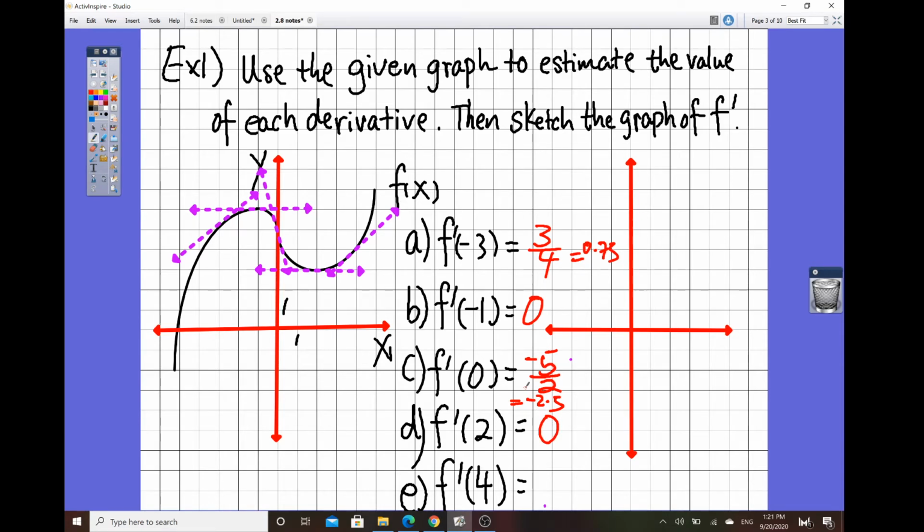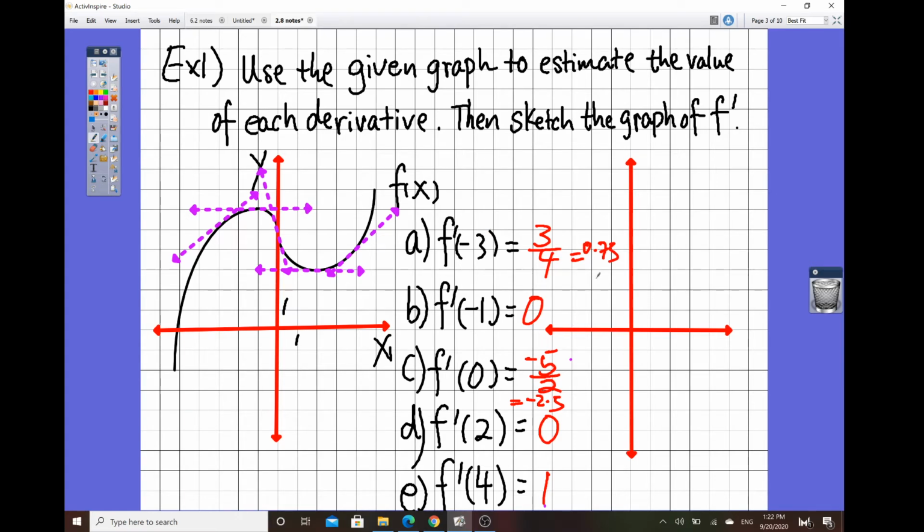Now what about f prime of 4? Count it: 1, 2, 3, 4, right up here. Again, rise over run: 1, 2, 3, and 1, 2, 3. So the slope is about 1. Now we just want to plug in those slopes for each position.